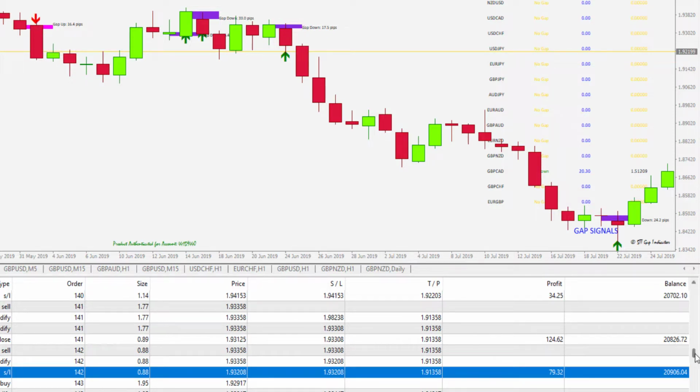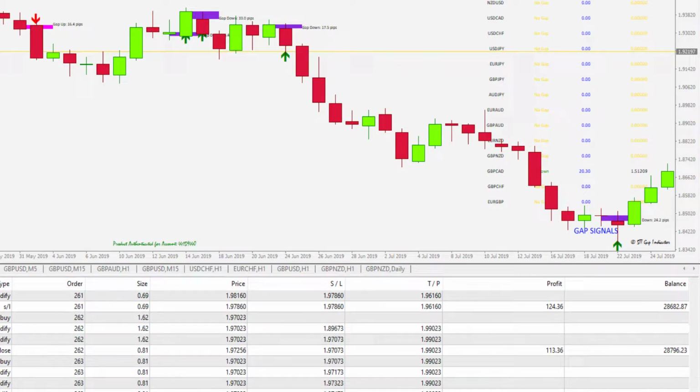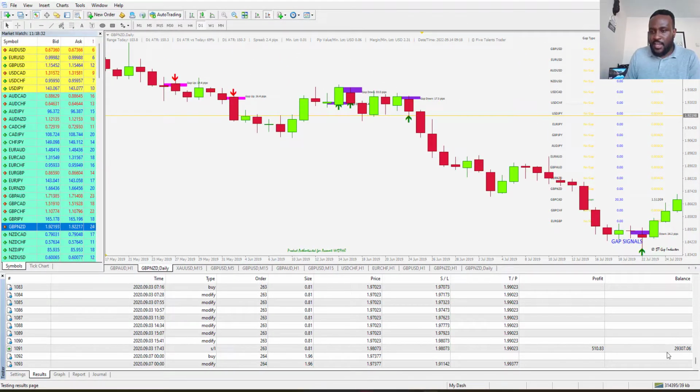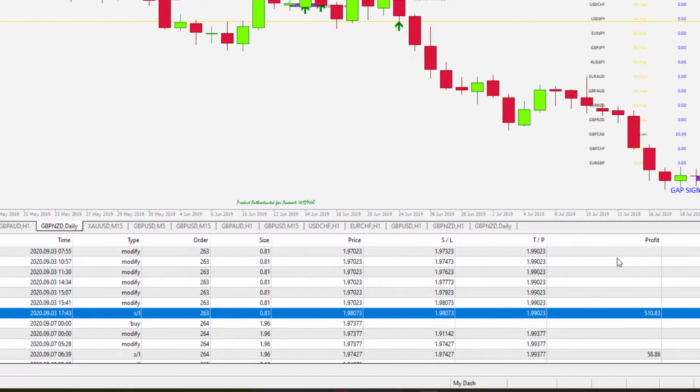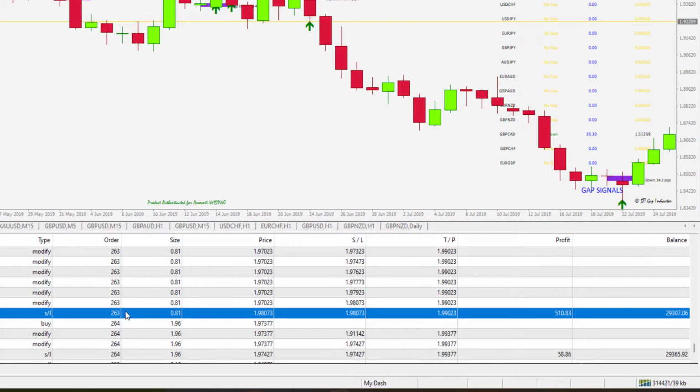So let's do another random check. Boom. So now it's at 29,000. Let's take this one here. This was in 2020. So it has already tripled the account. Not bad, not bad.